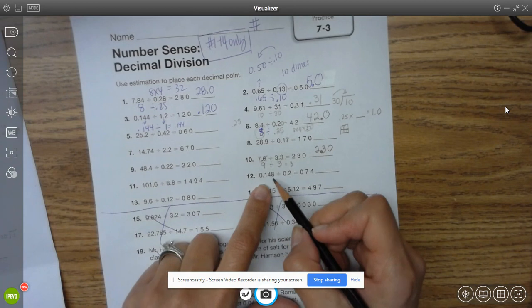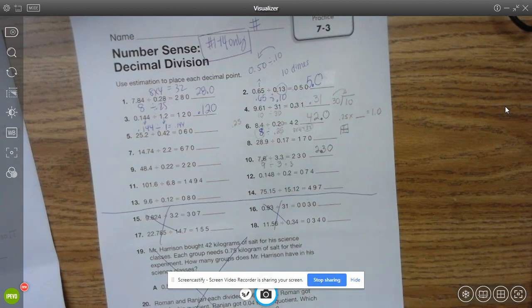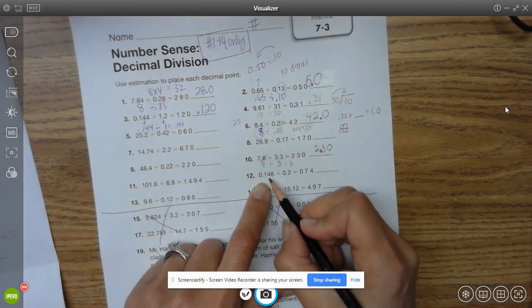Okay, let's do number 12. And then maybe we'll stop there, since otherwise I'm going to end up doing most of your homework. Haha.